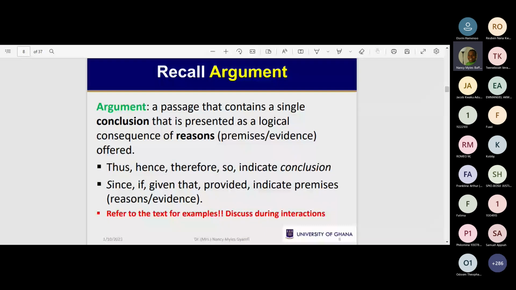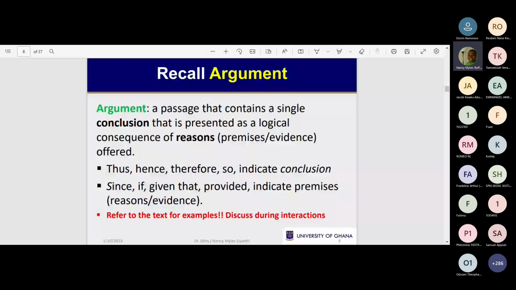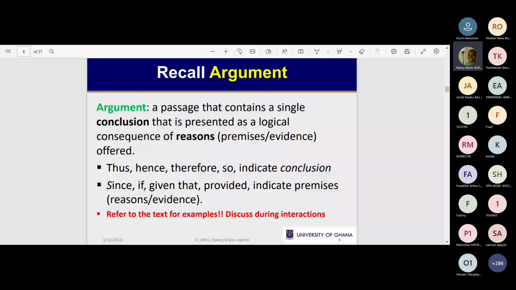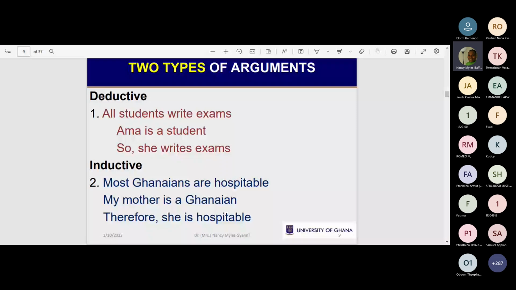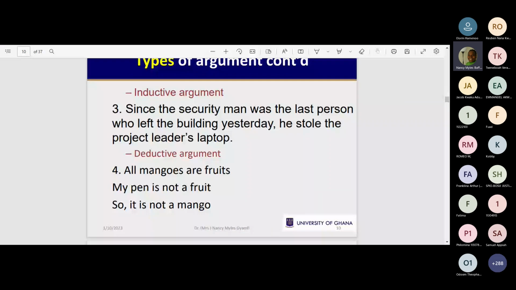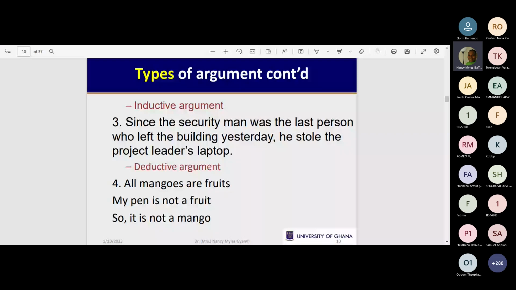Now, if I gave you reasons why I think she stole the laptop, we say why? Because she was the last person who left yesterday. That is an argument. If you put it together, it will be: since she was the last person who left the room yesterday, then she stole the laptop. So I projected an example of that on the screen, example three. Since the security man was the last person who left the building yesterday, he stole the project leader's laptop. The person speaking wants to say the security man stole the laptop of the project leader. That's the conclusion. His reason or her reason is what? The security man was the last person who left the building yesterday.